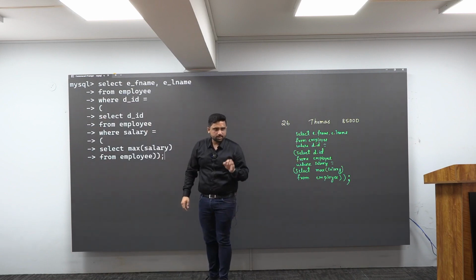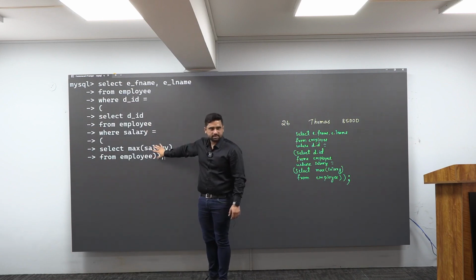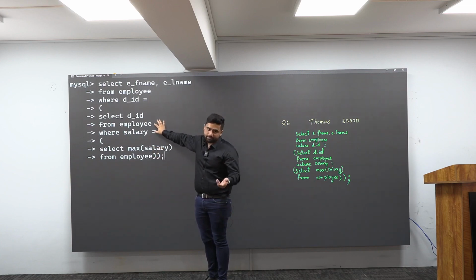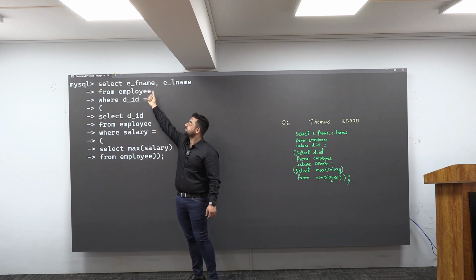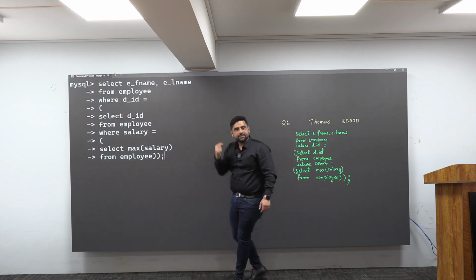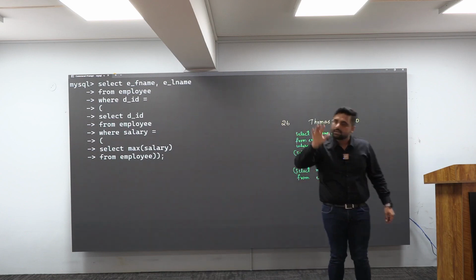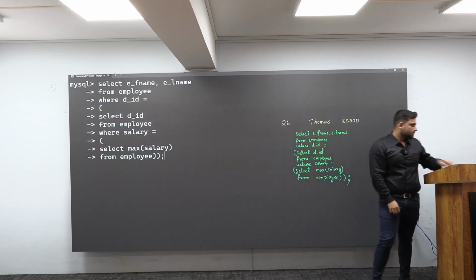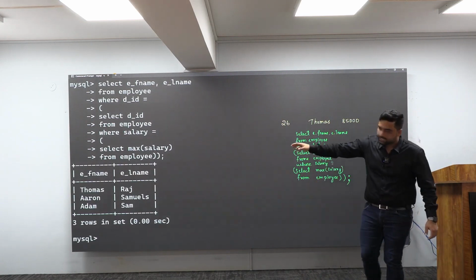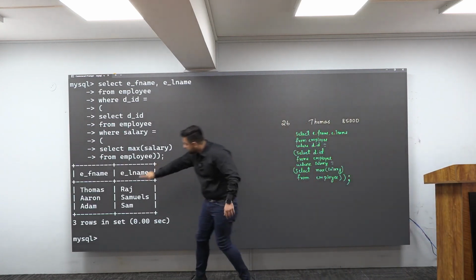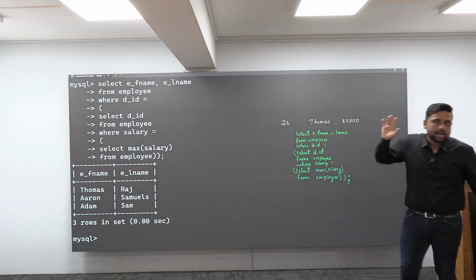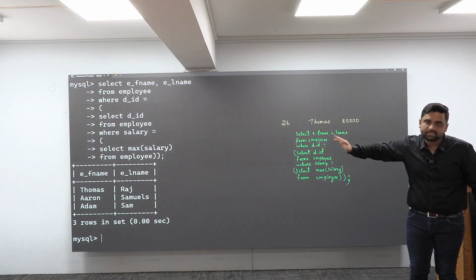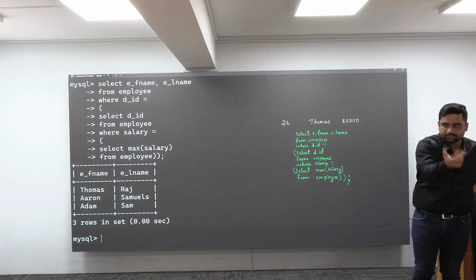parentheses. Understood? So this inner query will return you a maximum salary, and that maximum salary you have to compare. And this inner query will return you a department id, and this department id you have to pass to your main query, and you have to get first name and last name where we have such an employee who is earning the highest salary. So over here, in three of them, one is earning the highest. It can be Thomas, it can be Aaron, it can be Adam. But any of them is earning the highest, and that is what we wanted.